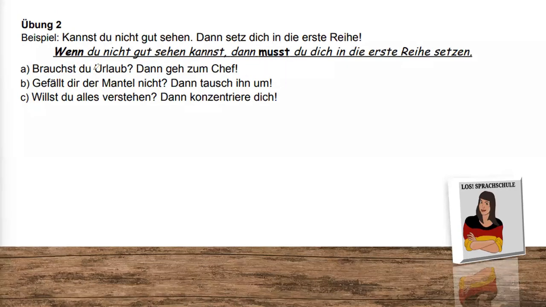Example. Kannst du nicht gut sehen, dann setz dich in die erste Reihe. Wenn du nicht gut sehen kannst, dann musst du dich in die erste Reihe setzen.